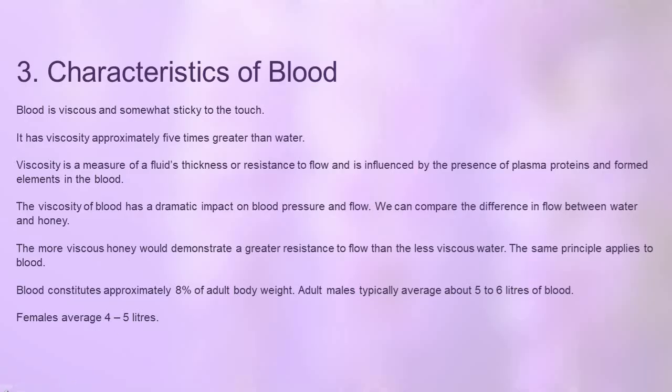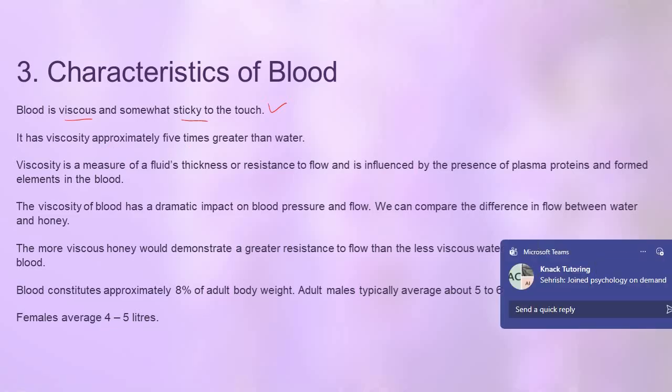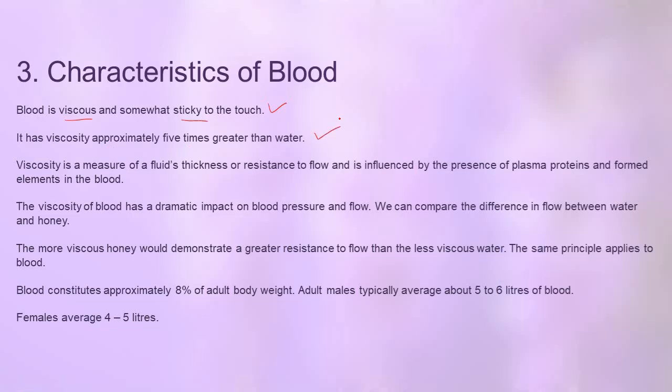Characteristics of blood. Blood is viscous, somewhat sticky to touch, like glycerin or honey. It is not like water, and this is due to its viscosity. It has a viscosity approximately 5 times greater than water. That's why the flow of blood is not rapid like water.